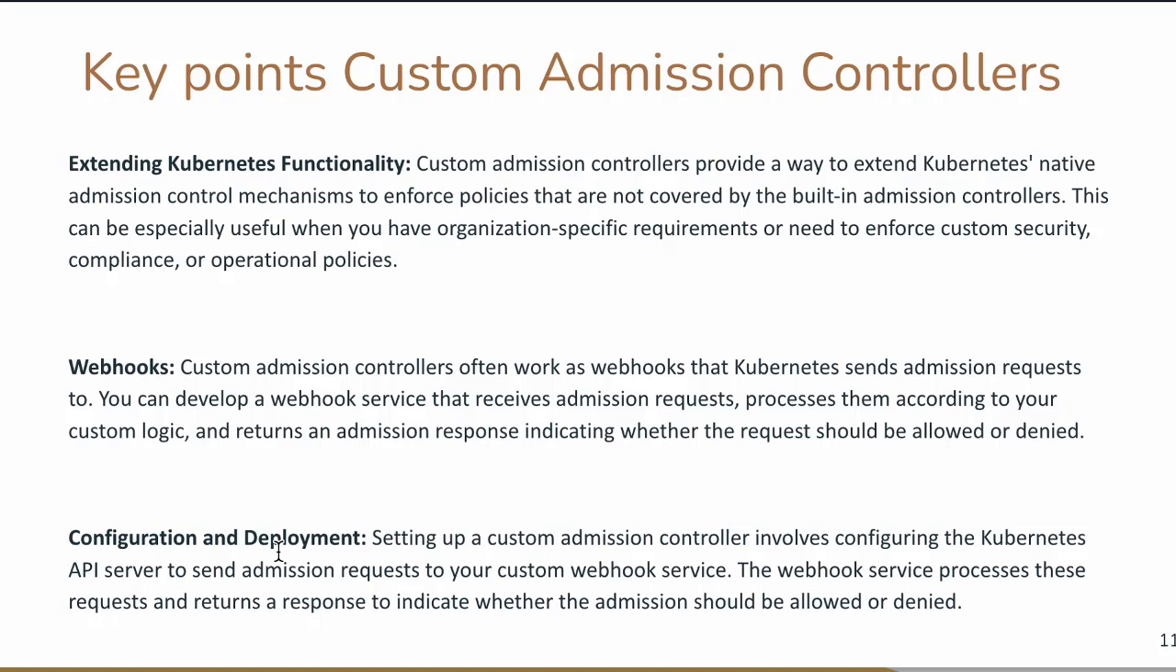So this is another way of implementing the admission controller. And last is the configuration and deployment. Setting up the custom admission controller involves configuring the Kubernetes API server to send admission requests to the custom webhook service. The webhook service processes these requests and returns the response to indicate whether the admission should be allowed or denied. So basically everything is controlled by the API server. When it receives the request, the request is sent to the admission controller. The admission controller in turn generates a response on whether it should be admitted or not, and on that basis accepts or denies it. If it denies it, then the resource will not be created.